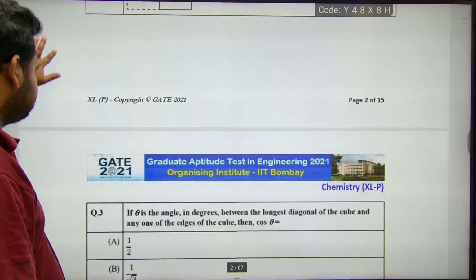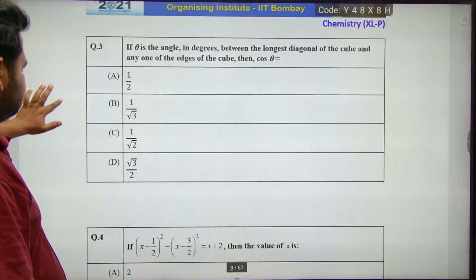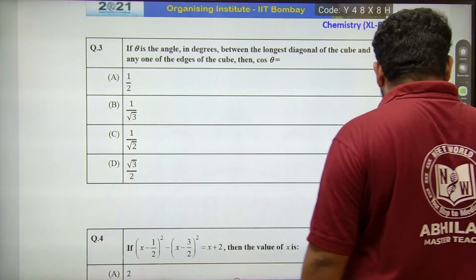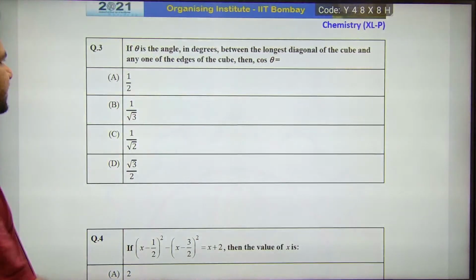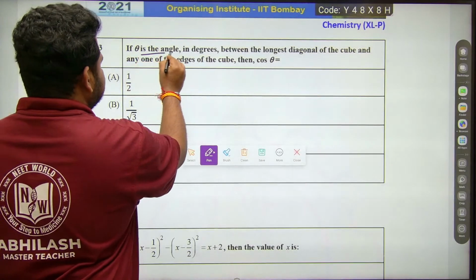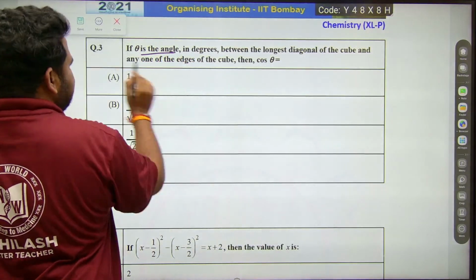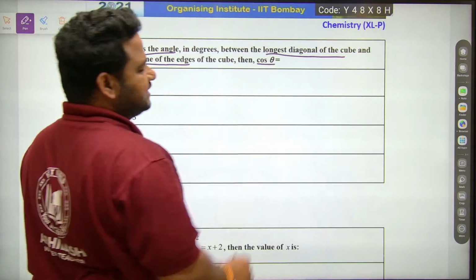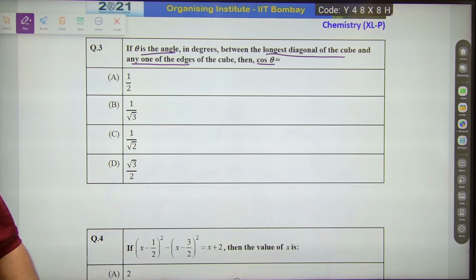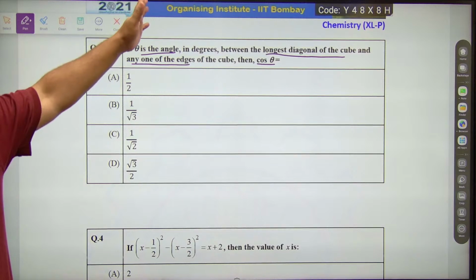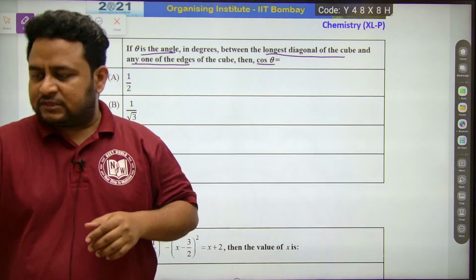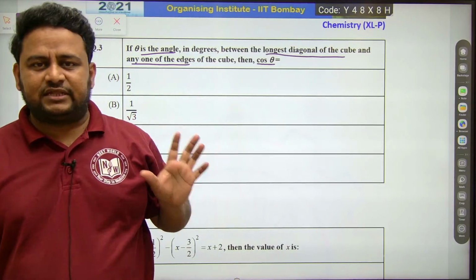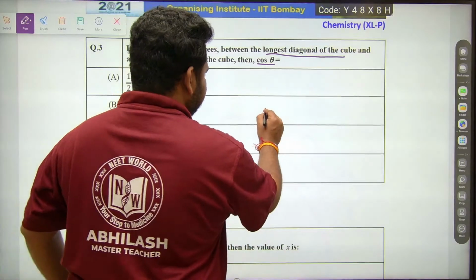Next question. Very nice question. Look at this. What are they telling? If theta is the angle in degrees between the longest diagonal of the cube and any of the edges of the cube, then cos theta is what? Longest diagonal of the cube means from bottom corner to the top corner. If I consider this room, from this bottom corner to this top corner, the line that we draw, that is the longest diagonal of the cube. Suppose I draw a cube here.